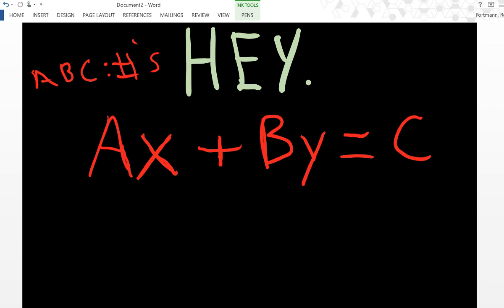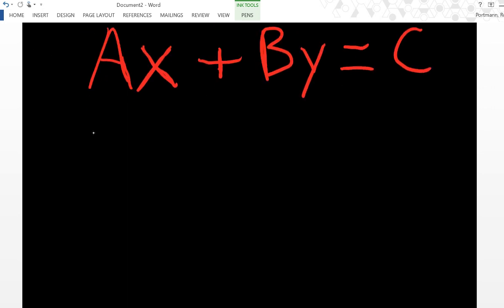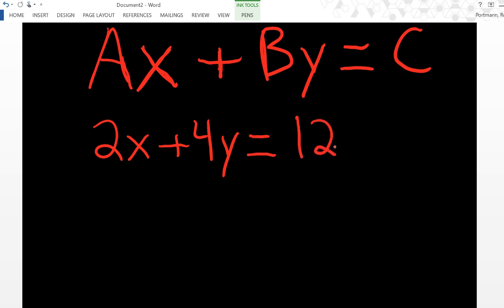Let's take a look at this example. Let's take just something very basic: 2x plus 4y equals, let's say, 12. Okay. This is how we're going to do this. We're going to make a table. How many points do you need to make a line? You just need 2 points.